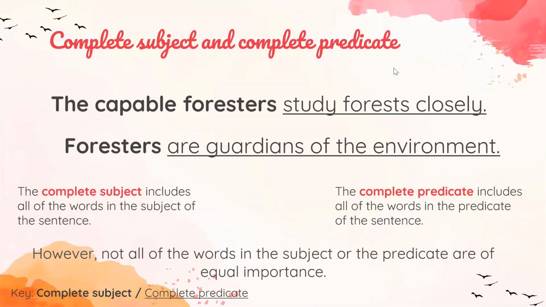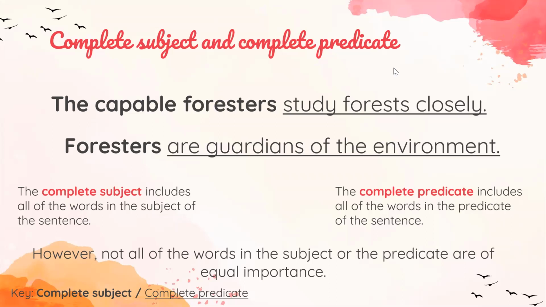So in these two sentences, "The capable foresters study forests closely," and "Foresters are guardians of the environment," we have that in bold. In Spanish, negritas, we have the subject. In this case, the capable foresters and foresters. Why? Because they are performing the actions in the predicate. Okay, so the complete subject includes all of the words in the subject of the sentence.